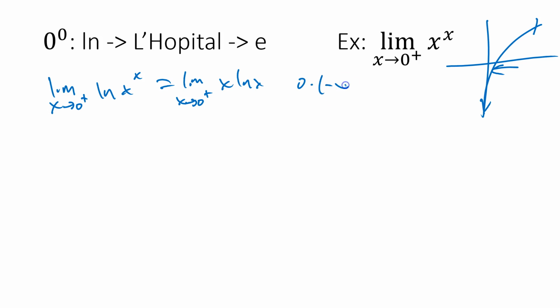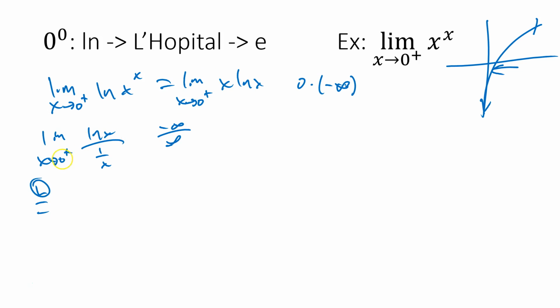So 0 times negative infinity. I'll figure out the negative later. But for now, we know that what we have is a 0 times an infinity, so we're going to rewrite it with a 1 over x. So we have the limit as x approaches 0 from the right of ln x over 1 over x. Now when I plug in 0 on the top, I have a negative infinity. On the bottom, I have a positive infinity. So infinity over infinity allows me to do L'Hopital's rule.